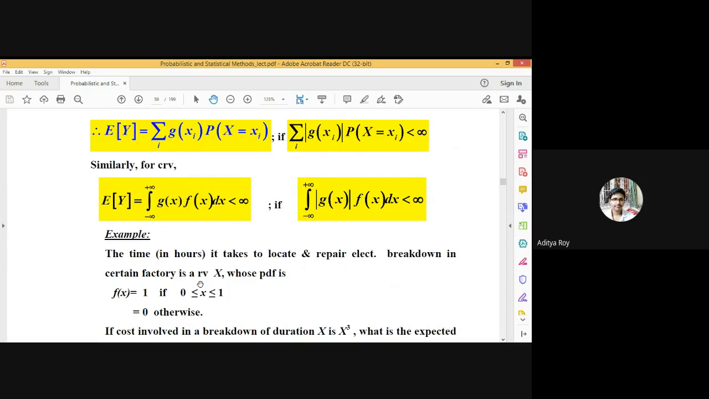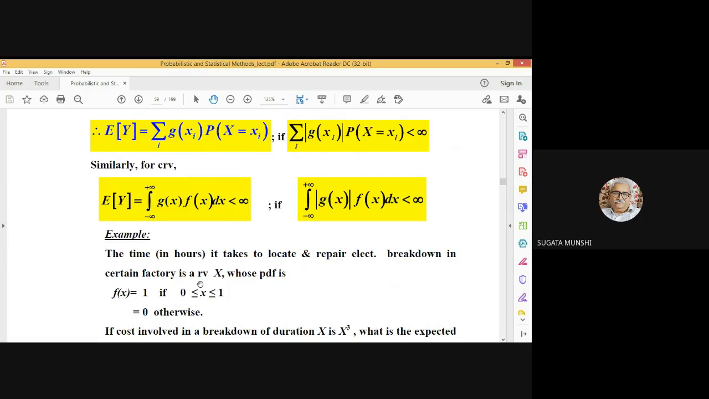Now consider this example. In a certain factory, it's found that the time, expressed in hours, it takes to locate and repair an electrical breakdown is a random variable capital X, whose probability density function f(x) is 1 for the interval x from 0 to 1, and 0 otherwise. So the density function has a constant value over 0 to 1, and that constant value obviously will be 1, because the area under the density function should be unity.